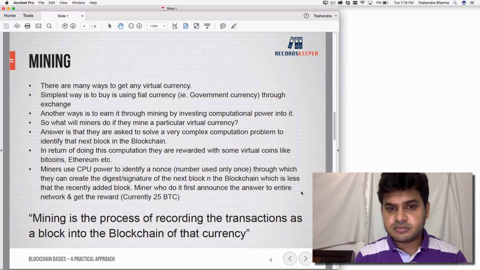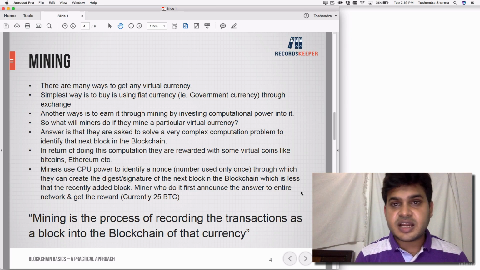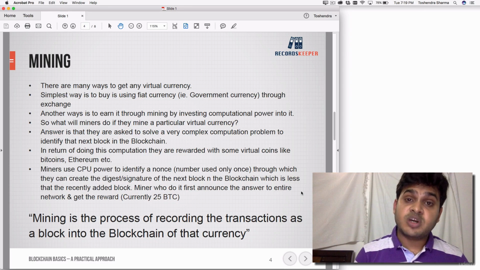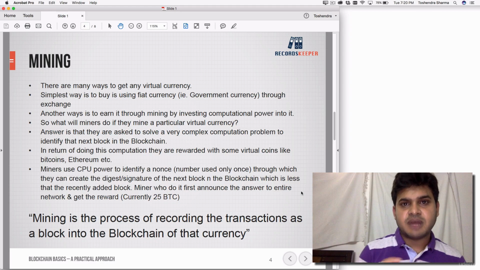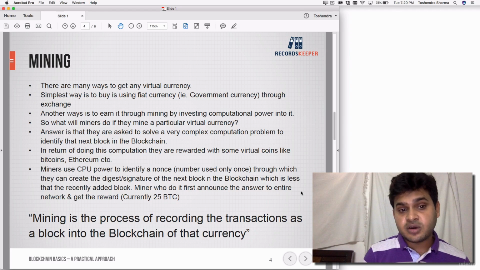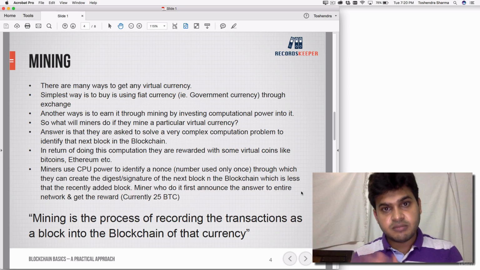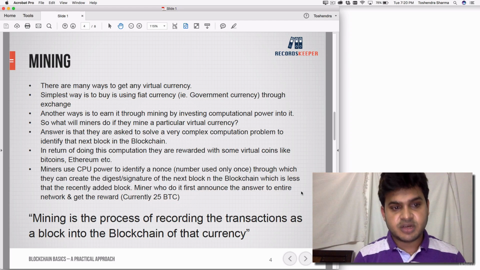Not exactly the new block. I think I lost the line. So yeah, they are asked to solve a very complex computational problem to identify what should be the next block in the blockchain. They are the miners who will add the block into the blockchain through a certain algorithm. And in return for doing that computation, they are rewarded with some virtual coins like Bitcoins, Ethereum, or whatever the related virtual currency is. In the case of Bitcoin, the current reward is 25 Bitcoins. So once you mine one block into the blockchain, you will be rewarded with 25 Bitcoins.